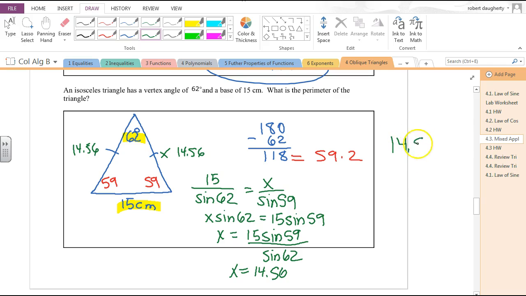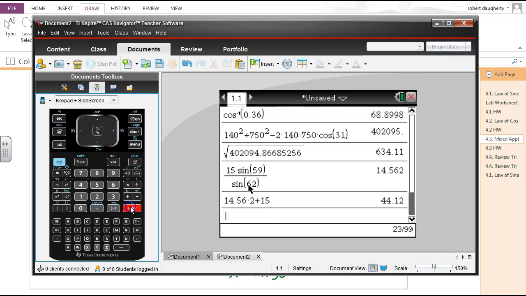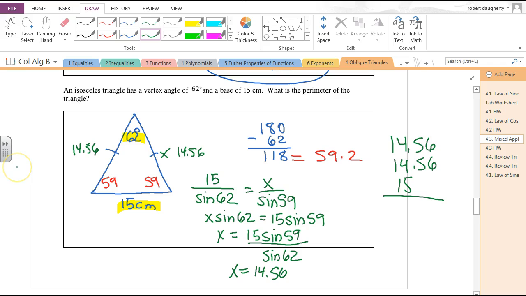So 14.56, 14.56, and 15. When you add all those together, so 44.12. So 44.12 is the perimeter, and yes, I believe it's measured in centimeters. So 44.12 centimeters is the perimeter of that triangle.